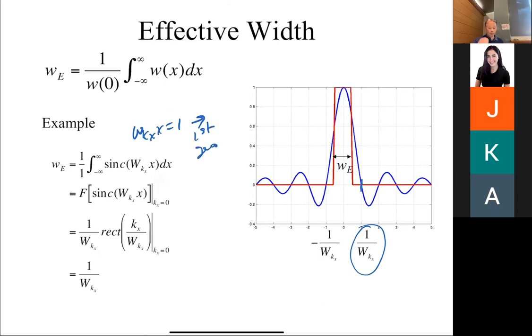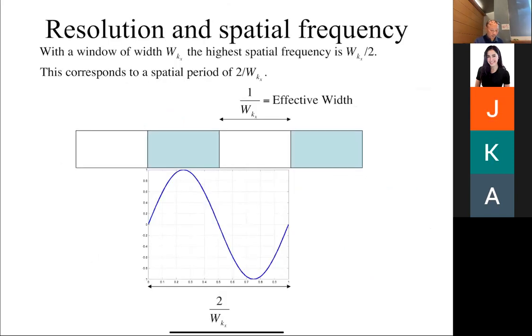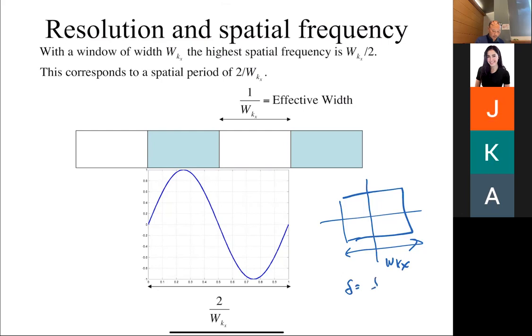And it turns out where the first 0 is actually also the effective width of the sinc function. So you can just remember that. Okay. So it's nice that it turns out to be so simple. So that means that if I'm in K space and I have a width of wkx, right? That means my effective width, my delta, is 1 over delta kx.